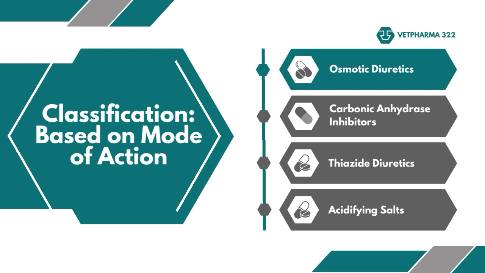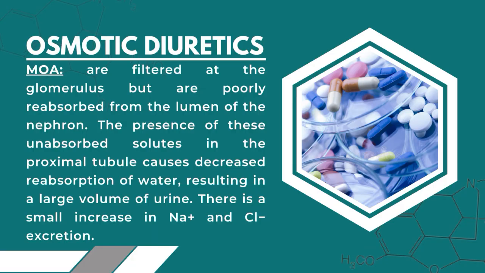First are the osmotic diuretics. Osmotic diuretics are filtered at the glomerulus but are poorly reabsorbed from the lumen of the nephron. The presence of these unabsorbed solutes in the proximal tubule causes decreased reabsorption of water, resulting in a large volume of urine. There is a small increase in sodium and chloride excretion.